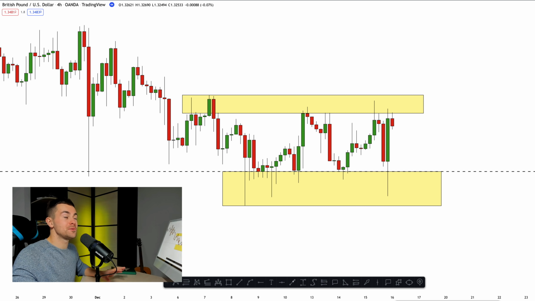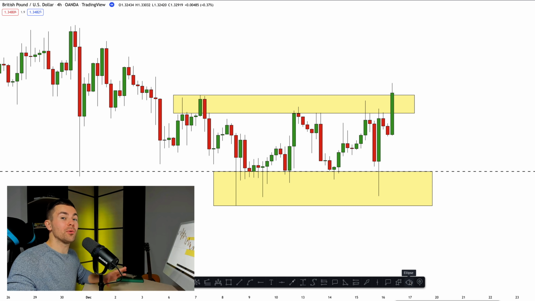The next step is to know exactly when the structure that we spotted is broken. And you can see that the channel, the range that we spotted, is on the 4-hour time frame. So in order to confirm the breakout of the resistance of the channel, we need the 4-hour candle close above its upper boundary. And in order to confirm the breakout of the support of the range, we need the 4-hour candle close below its lower boundary. Only then is the breakout confirmed.